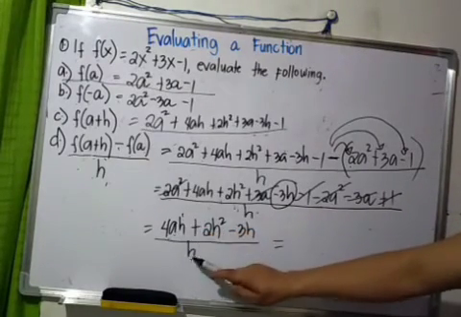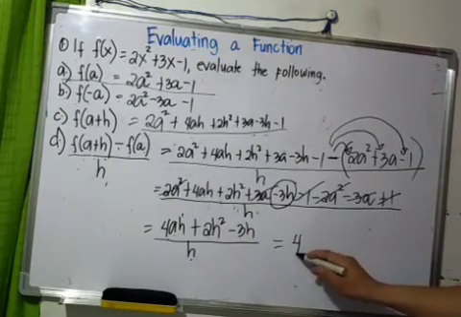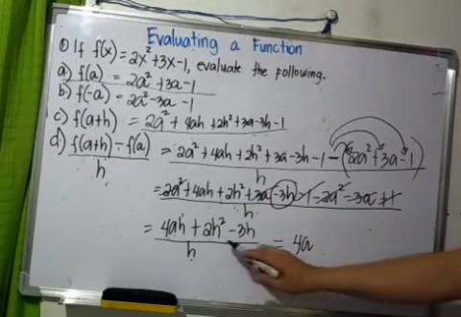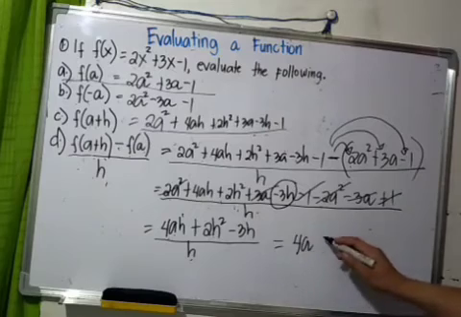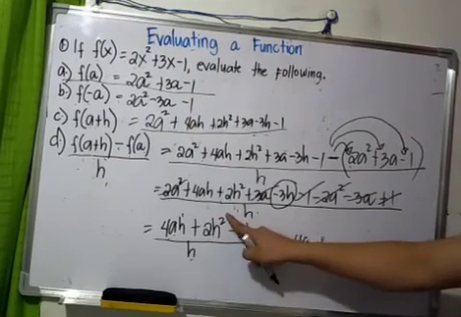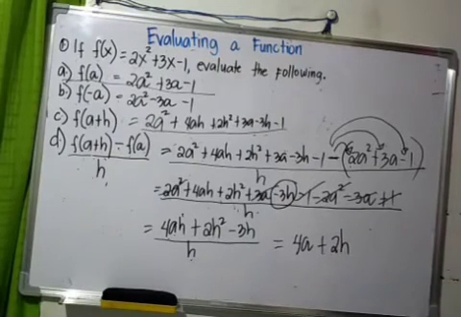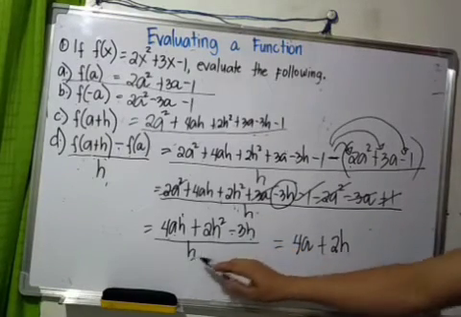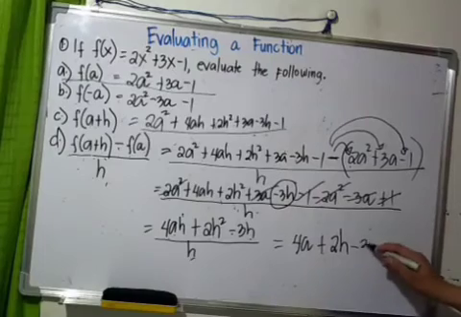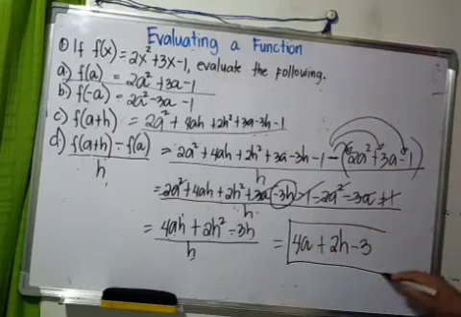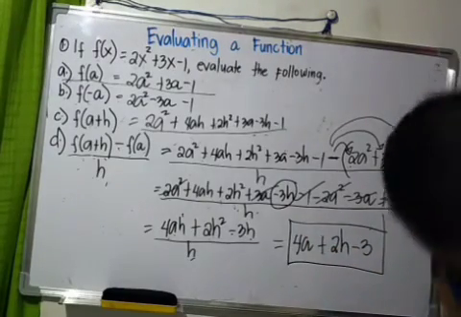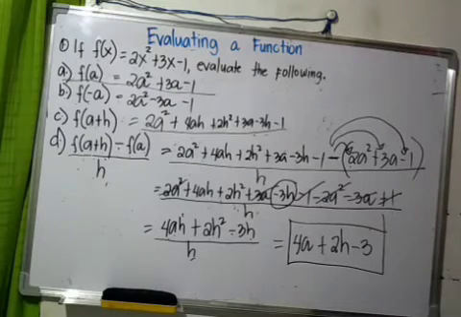4AH divide H, so remaining is 4A. Then ito plus 2H squared divided by H, that is 2H. Then negative 3H divide H, that is negative 3. So ito na yung final answer. So that is the final answer, 4A plus 2H minus 3.